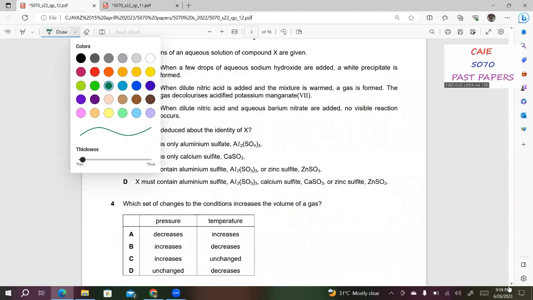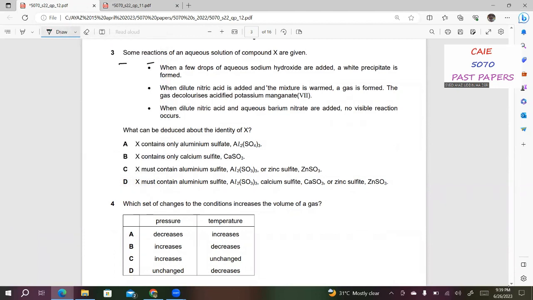Number three. Some reactions of an aqueous solution of compound X are given. When a few drops of aqueous sodium hydroxide are added, a white precipitate is formed. No extra information is provided. So we may have these three ions present in the aqueous solution: Al3+, Zn2+, and Ca2+.